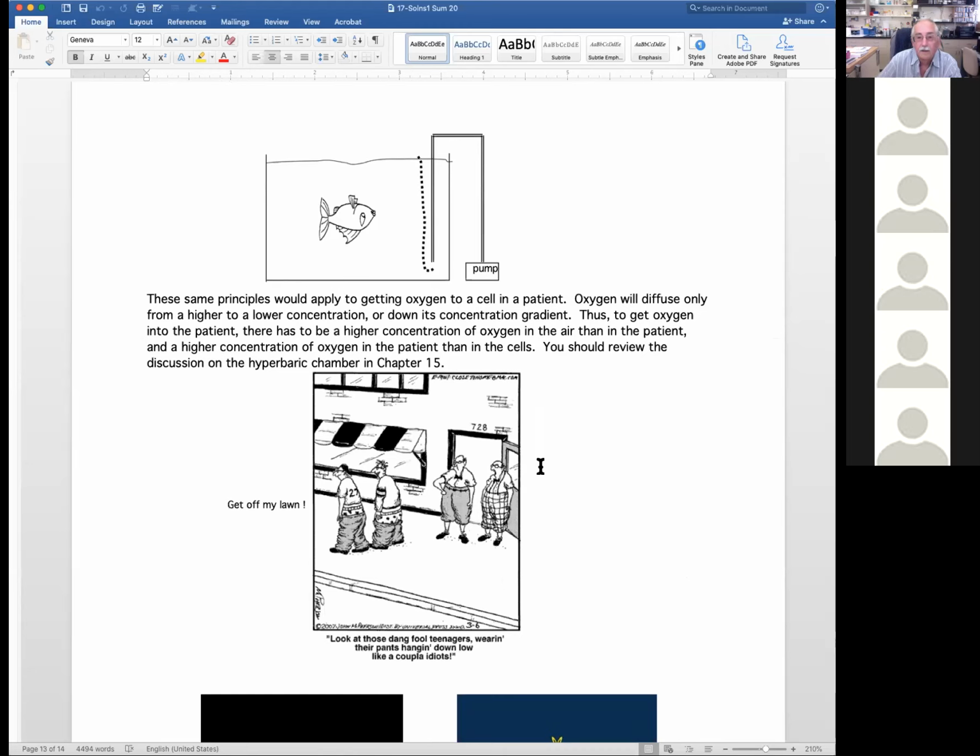Anyway, this is one of my favorite cartoons of all. I remember when my kids were in high school, they would do that. And I asked them one day, hey, how come all you kids go sagging around with your underwear hanging out? Oh, we're all trying to be different. And I said, oh, you mean like you're trying to be different like all those other kids over there? Yeah, that made them think.